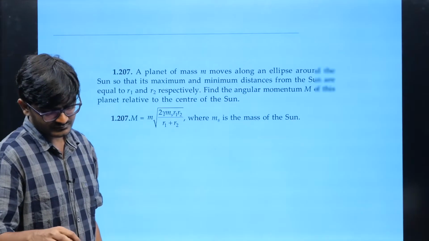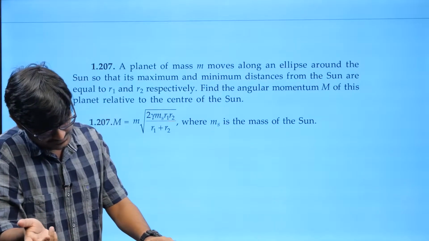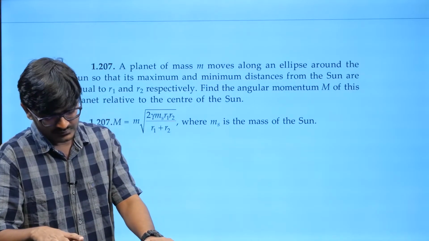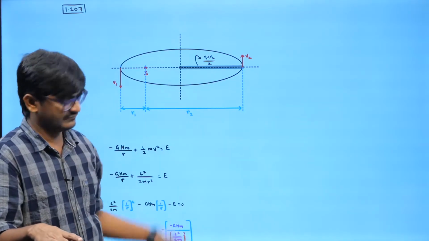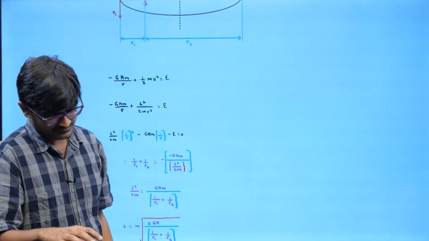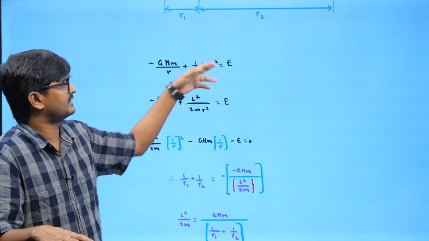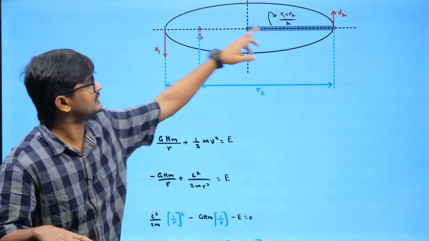Now similarly, a planet of mass m moves again along the ellipse around the sun, so that its maximum and minimum distances from the sun are r1 and r2 respectively. So find the angular momentum of the planet related to the center of the sun. So again I will be drawing the same figure. Yeah, I have done the same thing. I have done for some generalized position, and I have taken for these 2 particular positions.